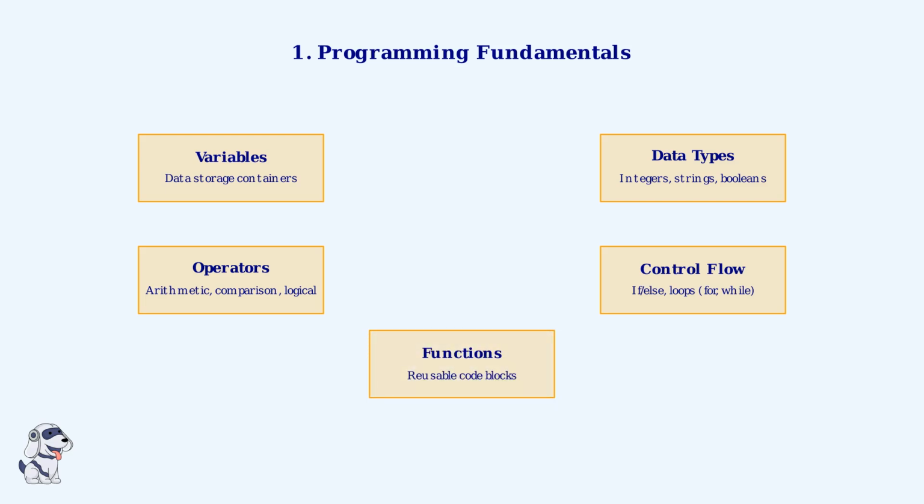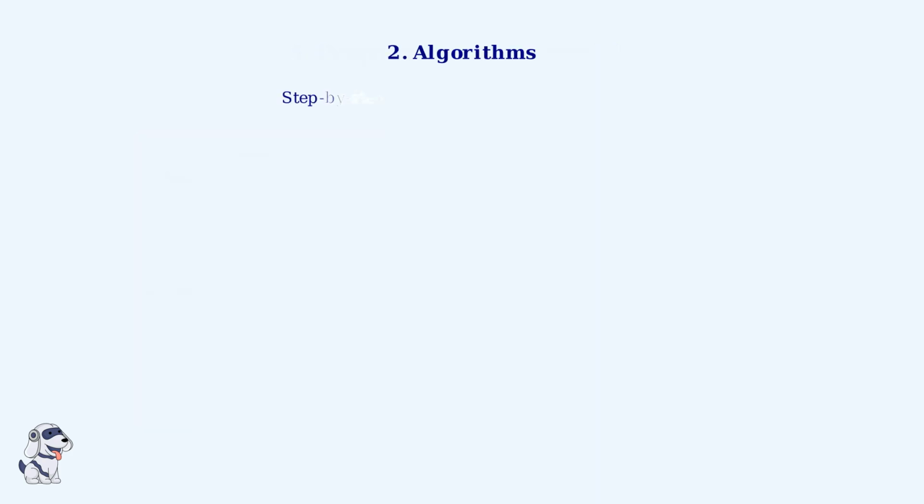Functions are reusable blocks of code that perform specific tasks, making your programs more organized and efficient. Most students learn these concepts using Python or Java programming languages. Algorithms are step-by-step instructions designed to solve specific problems efficiently. You will learn to design, analyze, and implement various types of algorithms.